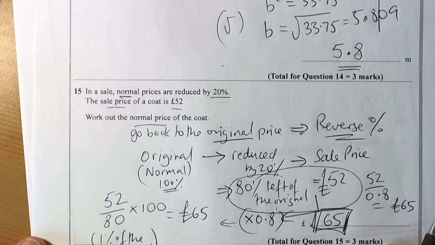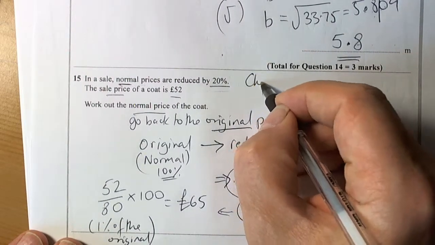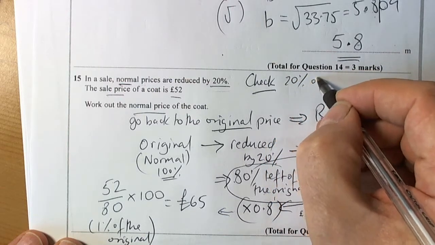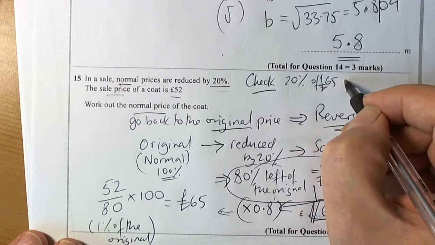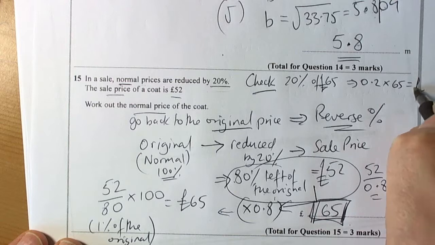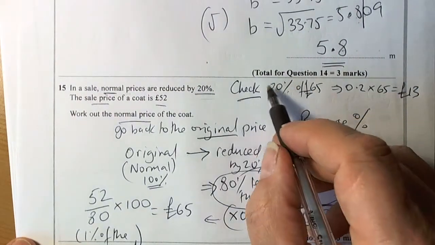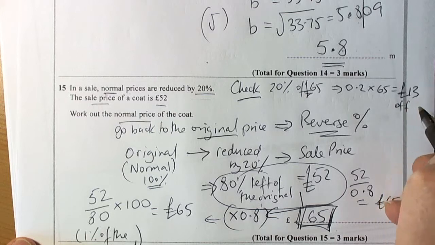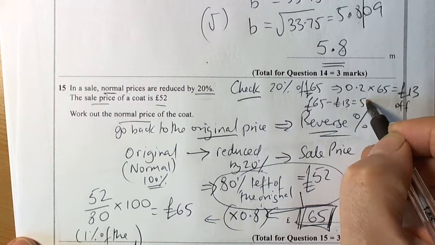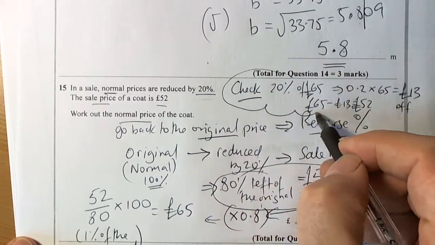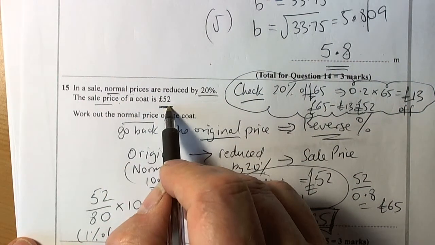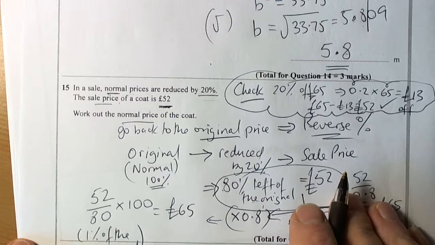Now our check, and this is really important for this kind of question, is we should check the answer. So 20% was the reduction, so 20% of £65, well, that's the same as doing 0.2 times 65, which is going to be £13. So the reduction was £13 off. Well, £65 minus £13 is equal to £52. So our check gives us the same price as what they told us the sale price was, 52. So we can be happy that works.